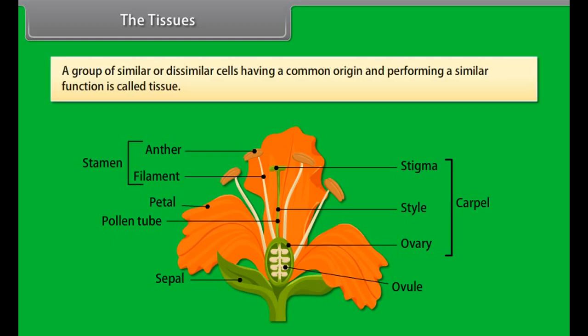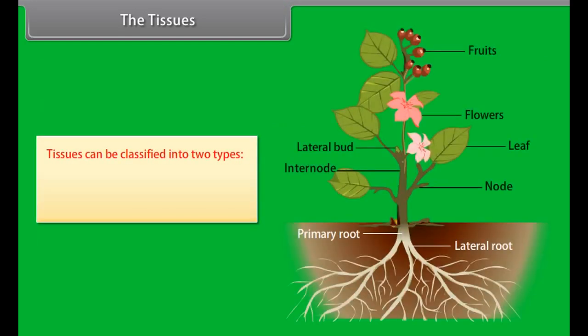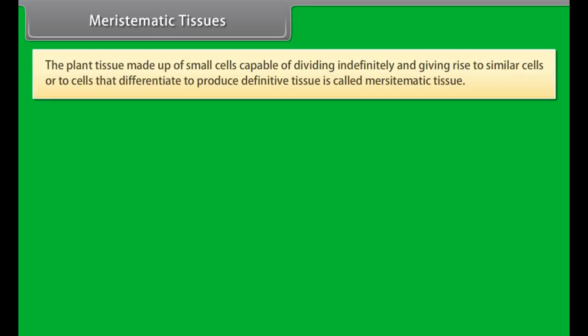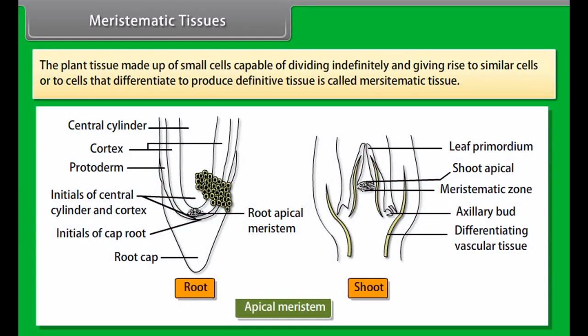A group of similar or dissimilar cells having a common origin and performing a similar function is called tissue. Tissues can be classified into two types: meristematic tissue, permanent tissue. Meristematic tissues. The plant tissue made up of small cells capable of dividing indefinitely and giving rise to similar cells or to cells that differentiate to produce definite tissue is called meristematic tissue.